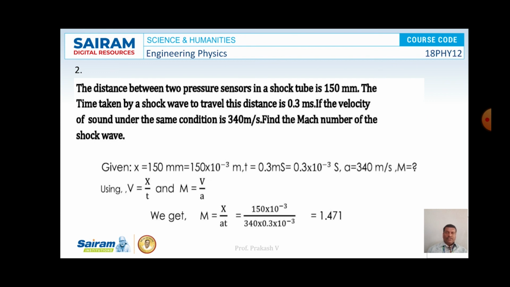We know that velocity v = x/t and Mach number M = v/a. So M is nothing but x/(at). Substituting the values of x, a and t, that is 150 × 10^-3 divided by 340 × 0.3 × 10^-3. On simplification, the value of M is equal to 1.471.